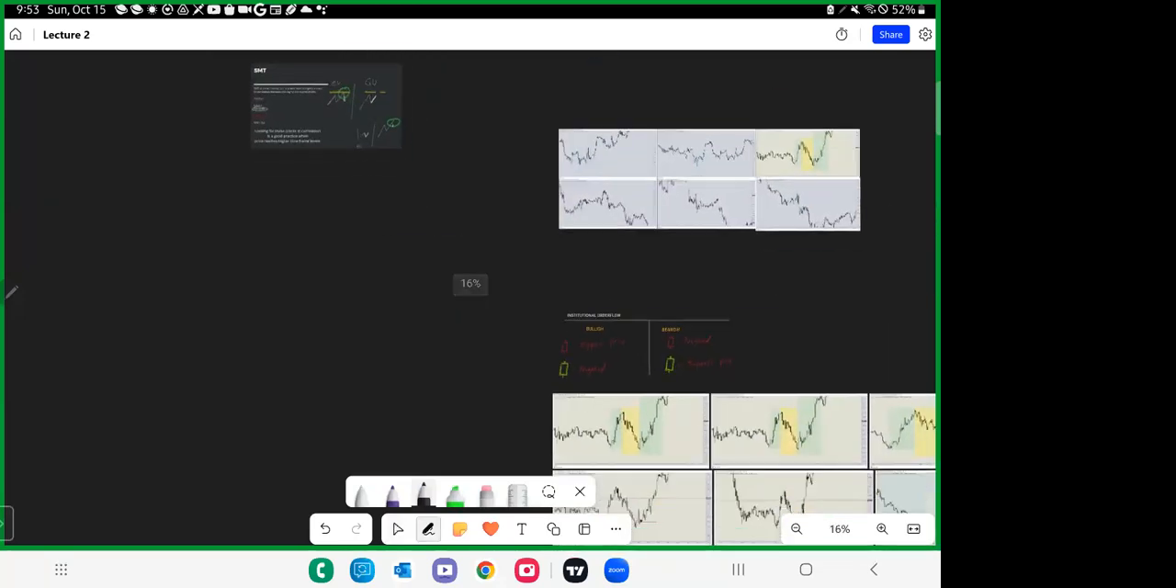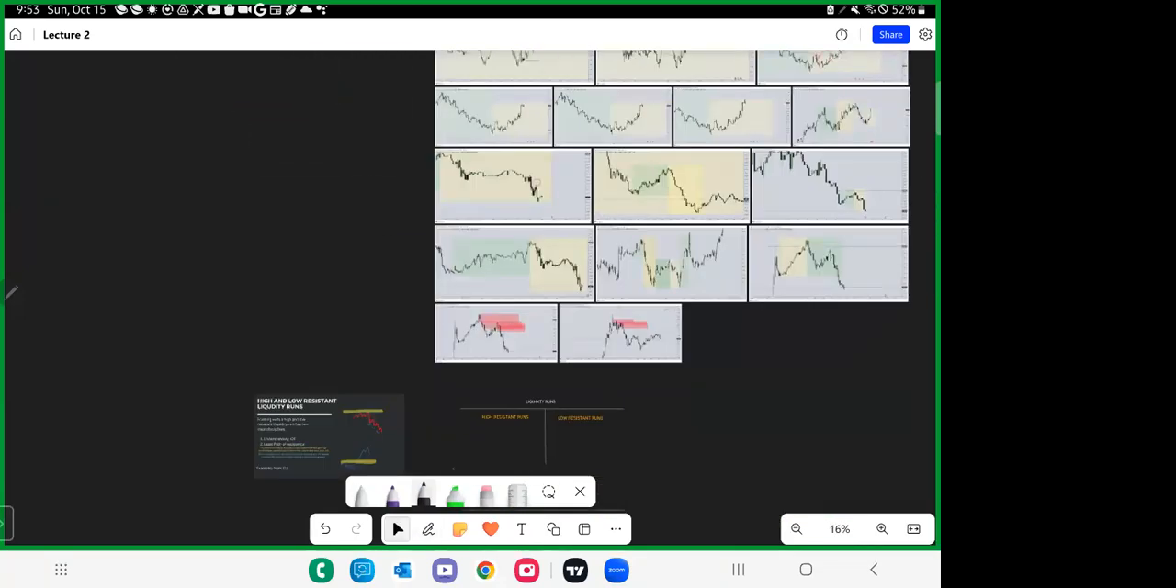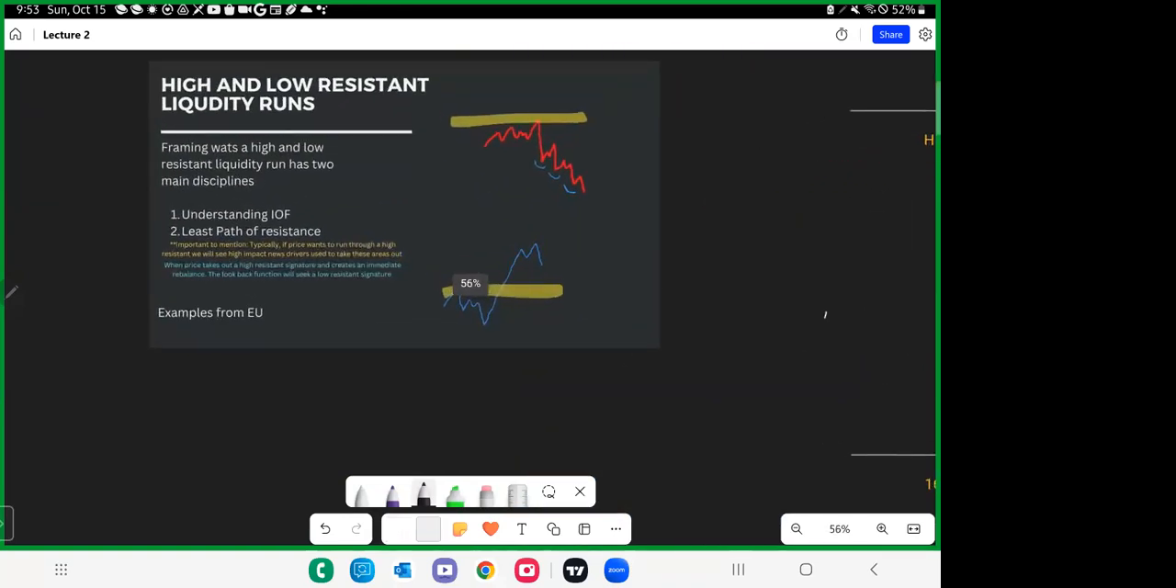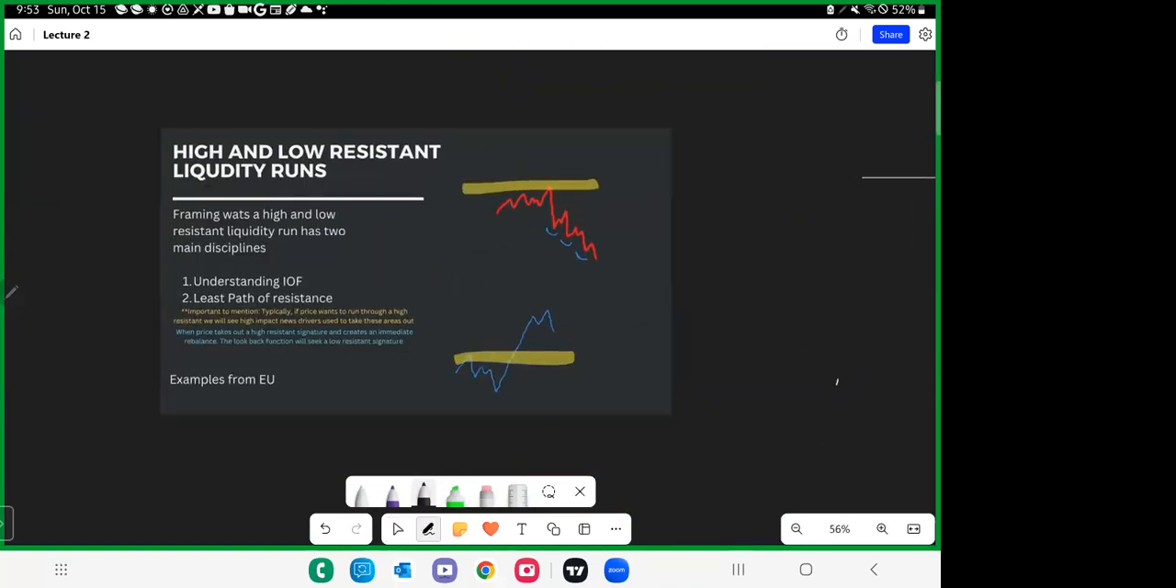All right, we're gonna save institutional order flow for next week. Let's talk a little bit about high and low resistant liquidity runs. Now, this idea sounds like super advanced. It sounds cool, but it's actually not. It's not a deal breaker. It's just an additional viewpoint to have, or just a concept.